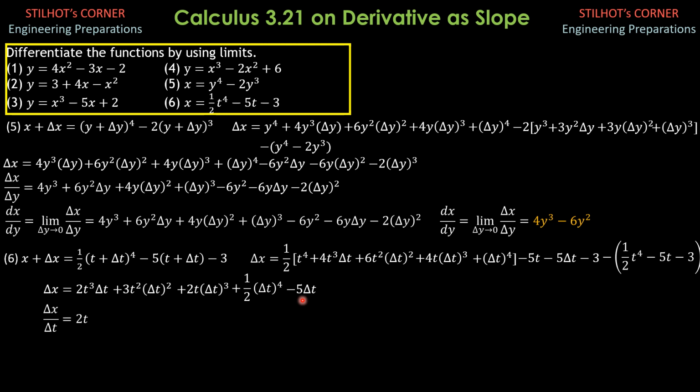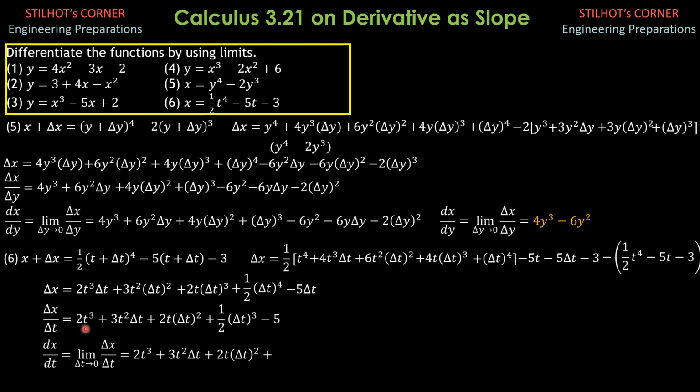Dividing everything by delta t, delta x over delta t equals 2t cubed plus 3t squared delta t plus 2t delta t squared plus 1/2 delta t cubed minus 5. And the derivative of x with respect to t is the limit of this ratio as delta t approaches 0. And therefore, the final answer is dx dt is 2t cubed minus 5. So dx dt again is 2t cubed minus 5.